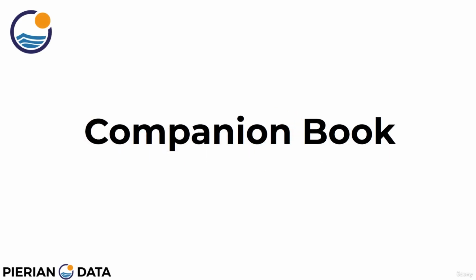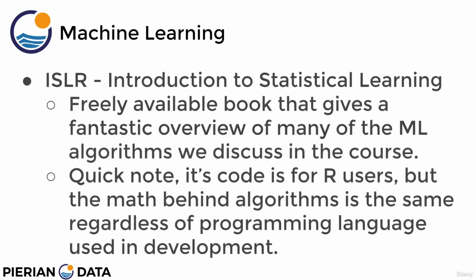Welcome back, everyone. Let's finish off our discussion on the machine learning overview by briefly talking about the companion book we'll be using throughout the rest of the course. ISLR, or Introduction to Statistical Learning, is a freely available book that gives a fantastic overview of many of the machine learning algorithms we discuss in the course. And if you're serious about learning about machine learning, then you pretty much have to read Introduction to Statistical Learning. It's that good of a book.